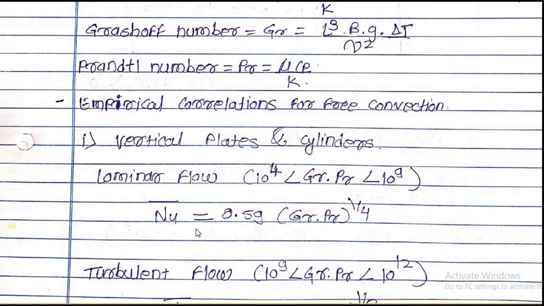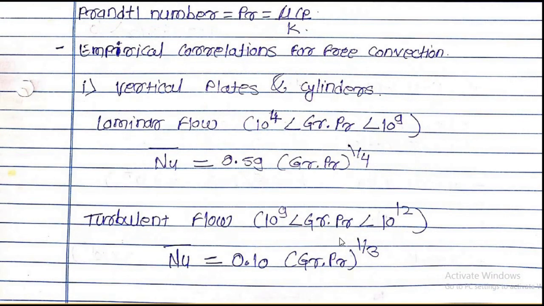When this product of Grashof's number and Prandtl number is greater than 10 raised to 9 and less than 10 raised to 12, in case of a vertical plate and a cylinder, then we have to use another correlation: the average Nusselt number is equal to 0.10 into bracket Grashof's number multiplied by Prandtl number raised to 1/3. This equation should be used for turbulent flow.